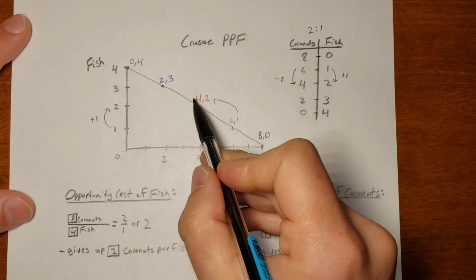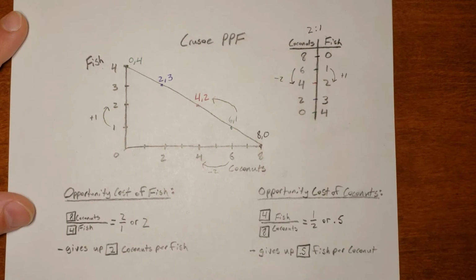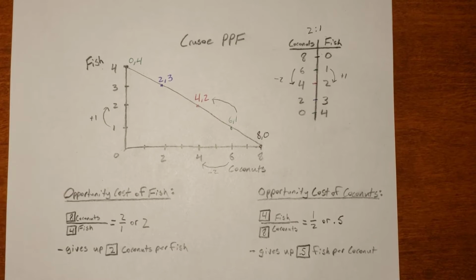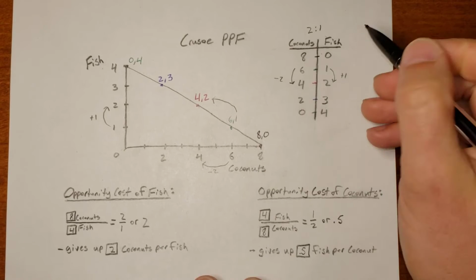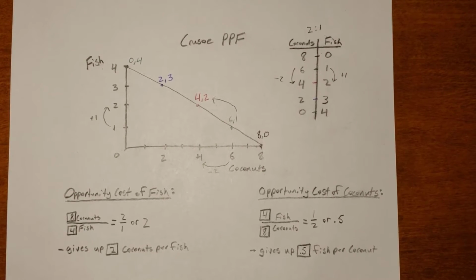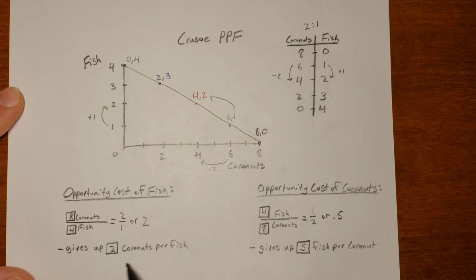Now, you can easily see it on your PPF or in the data table sometimes, but if you're trying to determine what the opportunity cost is, a lot of students will just say, well, it's 2 to 1 or something like that, or 1 to 2, and they don't really know what they're saying. So I think it's very important to write it out in exactly this way. Caruso gives up 2 coconuts every time that he produces a single fish. Caruso gives up 1/2 a fish every time that he produces a single coconut.